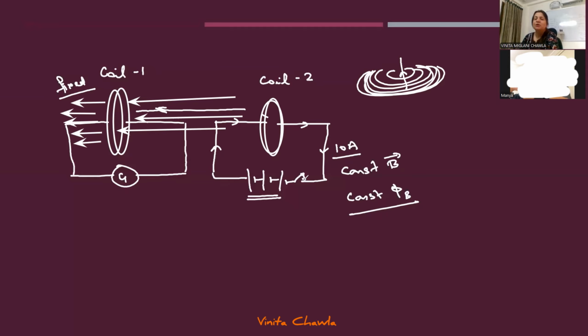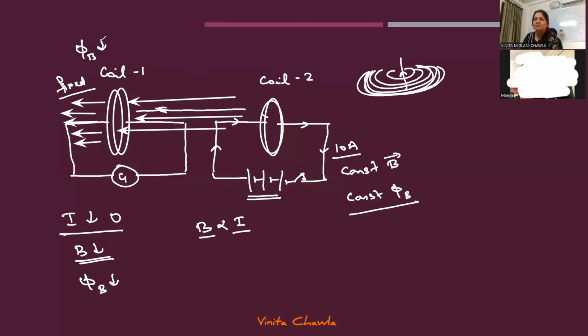Now what if I switch it off? I open the key, then the current will decrease rapidly to 0. So there is a change in current, right? And because of this change, there is a change in magnetic field as well, because current and magnetic field intensity are directly related. And because of the change in magnetic field intensity, there is a change in flux. Flux will decrease. So the number of field lines entering coil 1 will also decrease. Flux linked with coil 1 will also decrease. And we can see the deflection in the galvanometer.